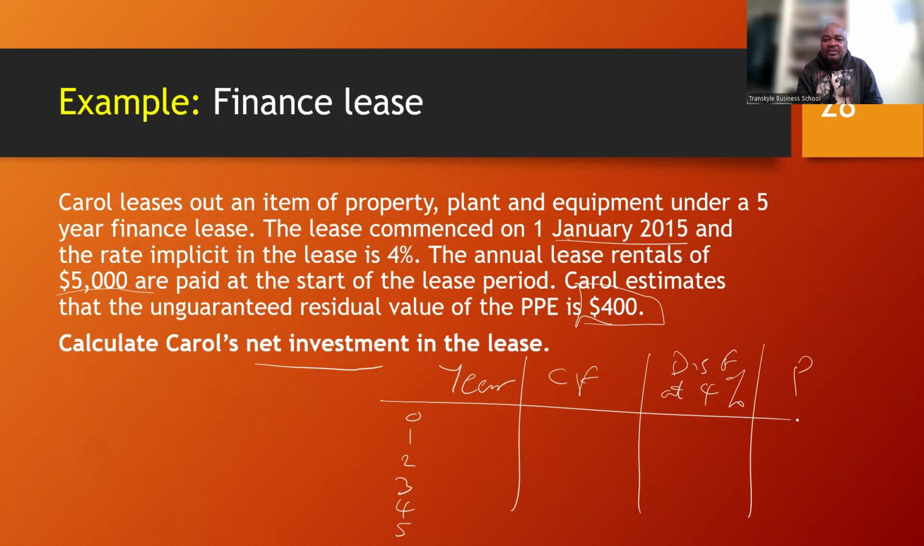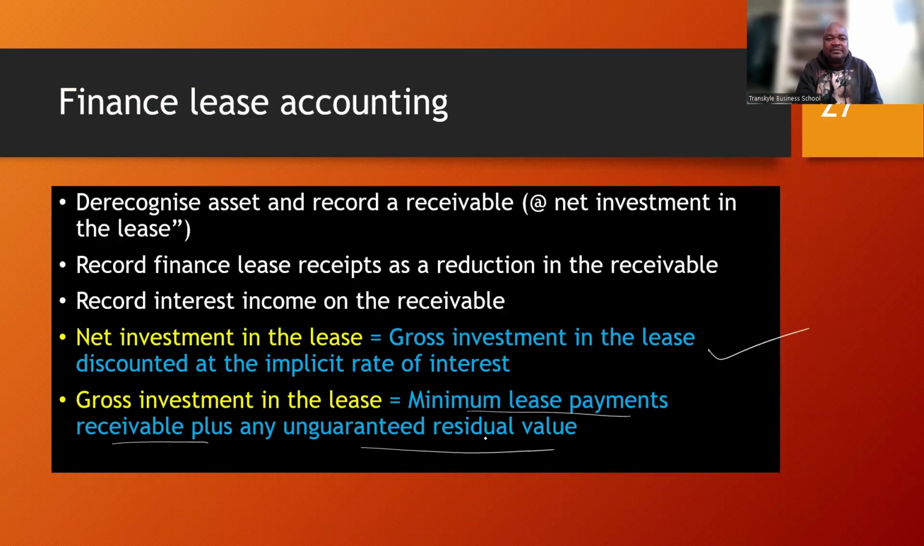And then we have our present value. Remember, the net investment is the present value, isn't it? It's the gross investment in the lease discounted at the implicit rate. Discounted simply means it is a present value.